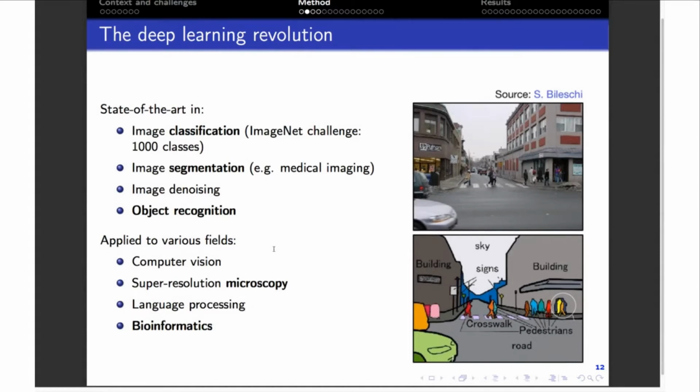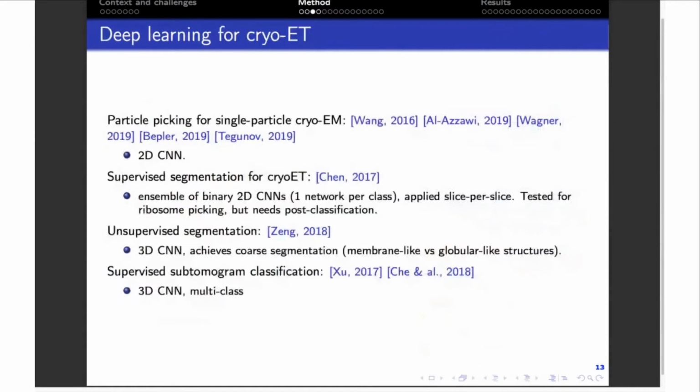And the increasing success of deep learning can also be observed in the cryo-electron microscopy field, where a growing number of methods are published since 2016. Deep learning has been investigated for particle picking in single particle cryo-EM, also for supervised and unsupervised segmentation, and for supervised subtomogram classification.